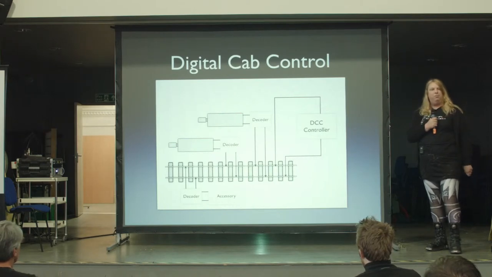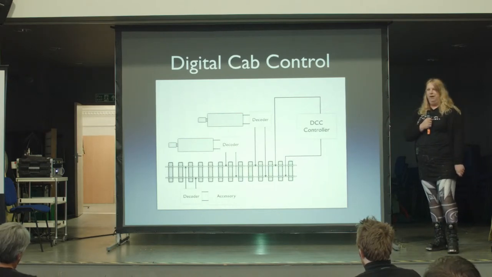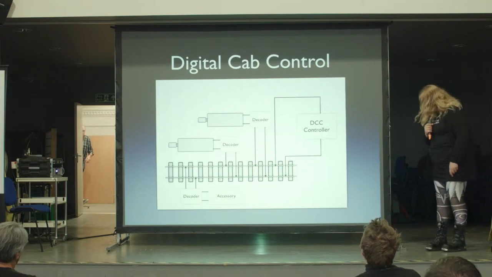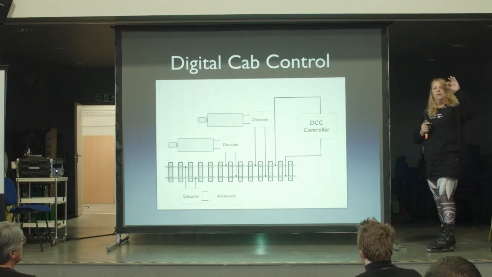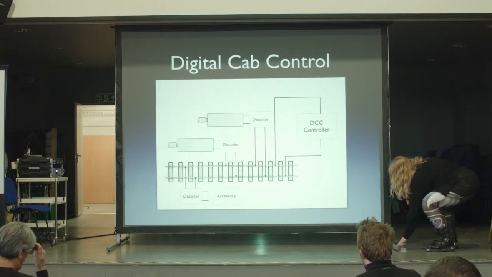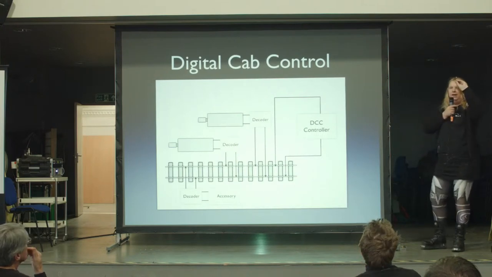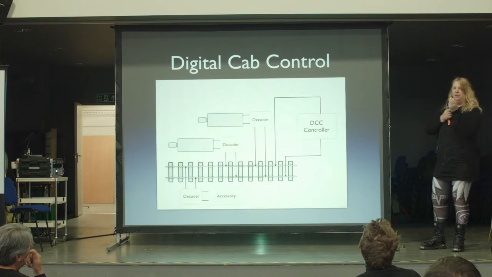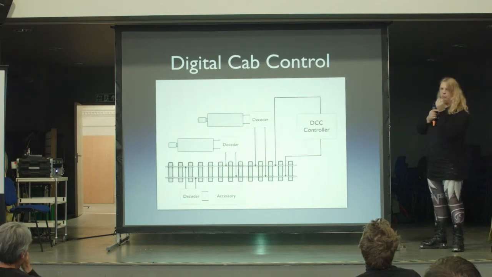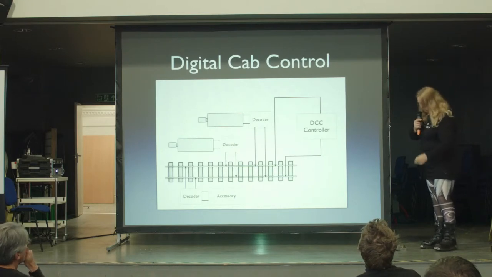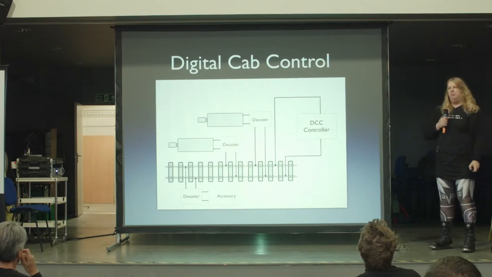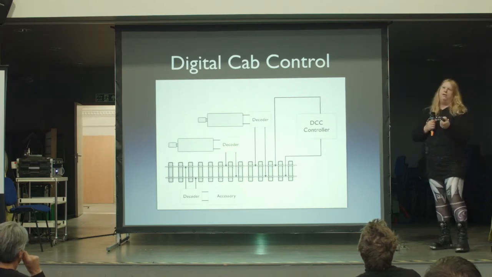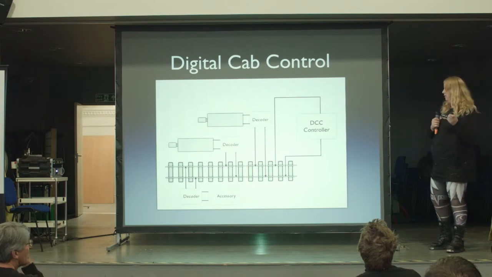Basically, your track is a two-wire bus. And everything has an address on it. And it has a decoder. So if we go back to this, that little blue thing in there, which is about the size of my fingernail, connects between the wheels and the motor. And it has an address, and you can program it up, and you can set things like acceleration and deceleration, and all of these things.